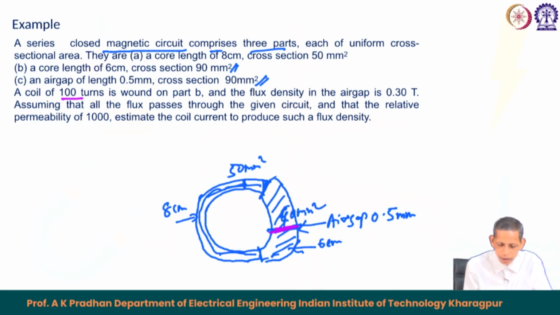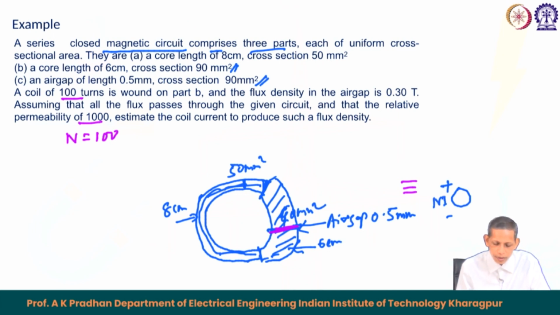A coil of 100 turns is there, so N equals 100, and the permeability is mu r equals 1000. Estimate the coil current to produce such a flux density. So, the corresponding equivalent circuit for this case is the source, which equals N I, the MMF, which is wound on part B, that is on the larger size. So, the coil will be here, with N equals 100 turns.